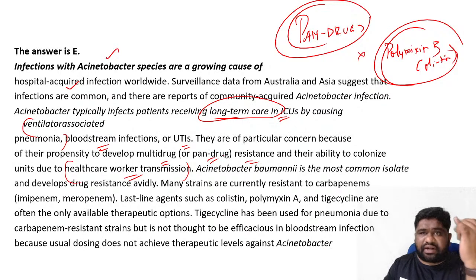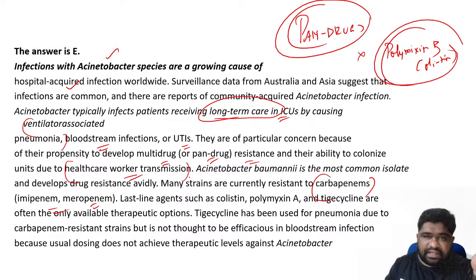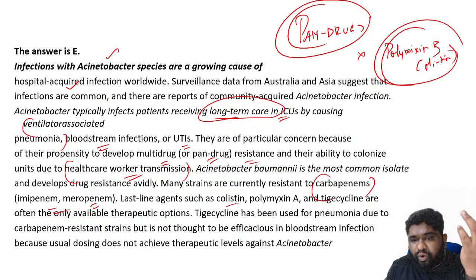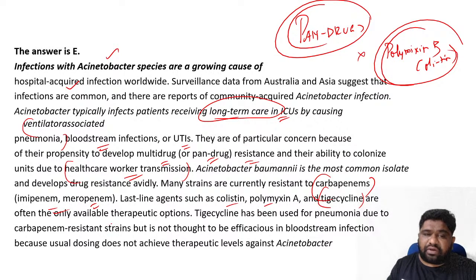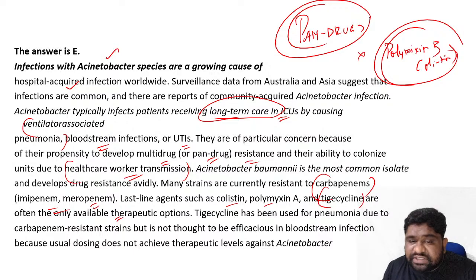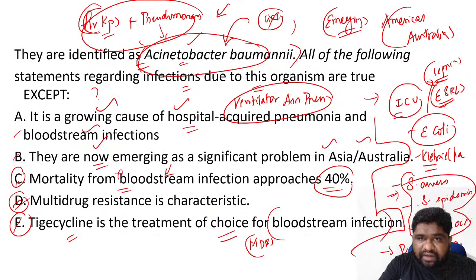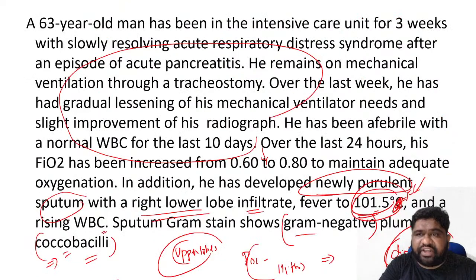So, let us revise. Acinetobacter is a concern for ICU infections, ventilator-associated infections, multi-drug resistance, and also healthcare worker-associated transmission. And many strains are right now resistant to carbapenems, a very costly group of drugs like imipenem and meropenem. They are also failing against this particular Acinetobacter. And last line agents like colistin and polymyxin have also been lost. Now, tigecycline is used against Acinetobacter, but once Acinetobacter enters the bloodstream, tigecycline's help is much lesser than in pneumonia. So remember, Acinetobacter is a growing organism, and that is the purpose of teaching this class.